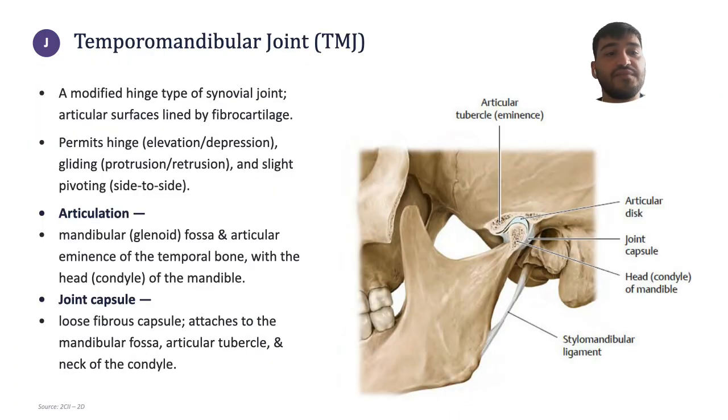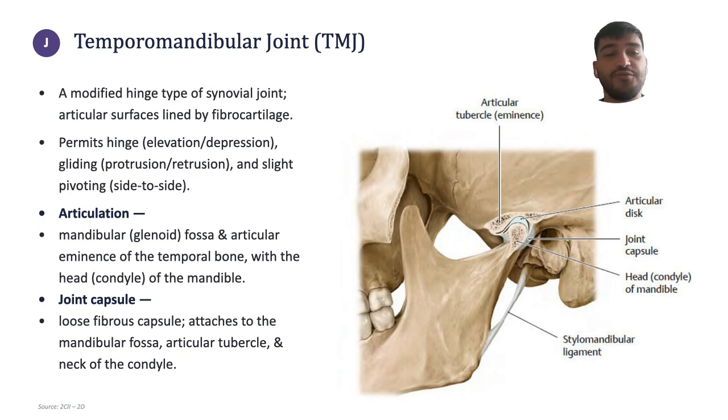Then we go to the TMJ. So it's a modified hinge type of synovial joint. And unlike most hinge joints, it's lined by fibrocartilage, which permits a hinge and gliding movement. So in terms of the articulation of the TMJ, it usually goes into the mandibular fossa and the articular eminence of the temporal bone with the head of the condyle of the mandible.